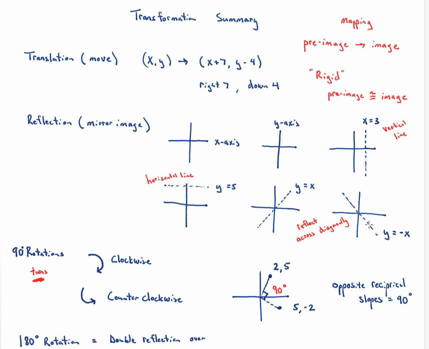And again, if you're flipping over these, you reflect across them diagonally. So here and then over there. And again, these are only 6 cases. So you have to understand how to graph x equals 3 and y equals 5 in order to be able to reflect over those lines.